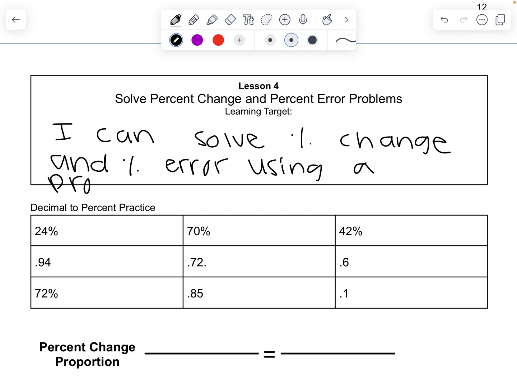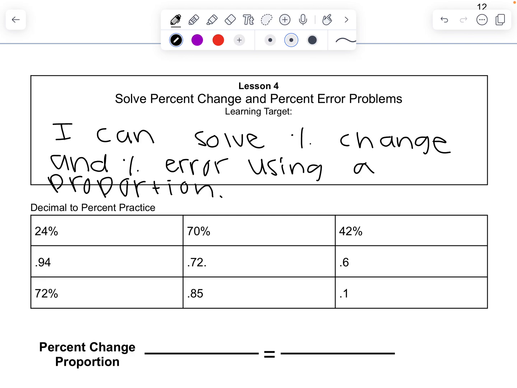If you need a minute to write this down, go ahead and pause the video. So percent change and percent error have to do with what it sounds like, change and error. We're going to see problems where different things changed, increased or decreased, and what was the change. And then we're going to see percent error, which is talking about how much things were off by.